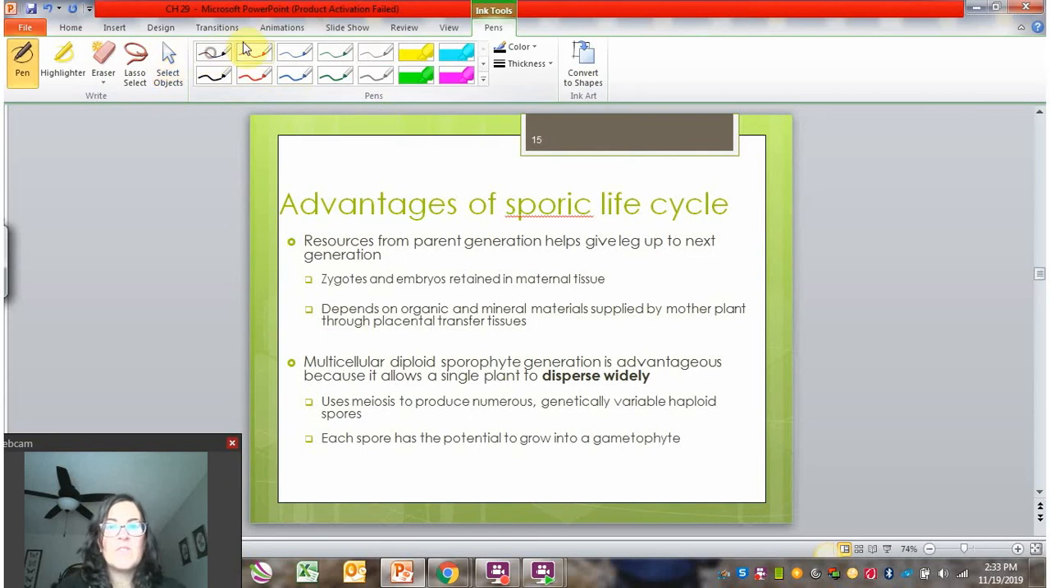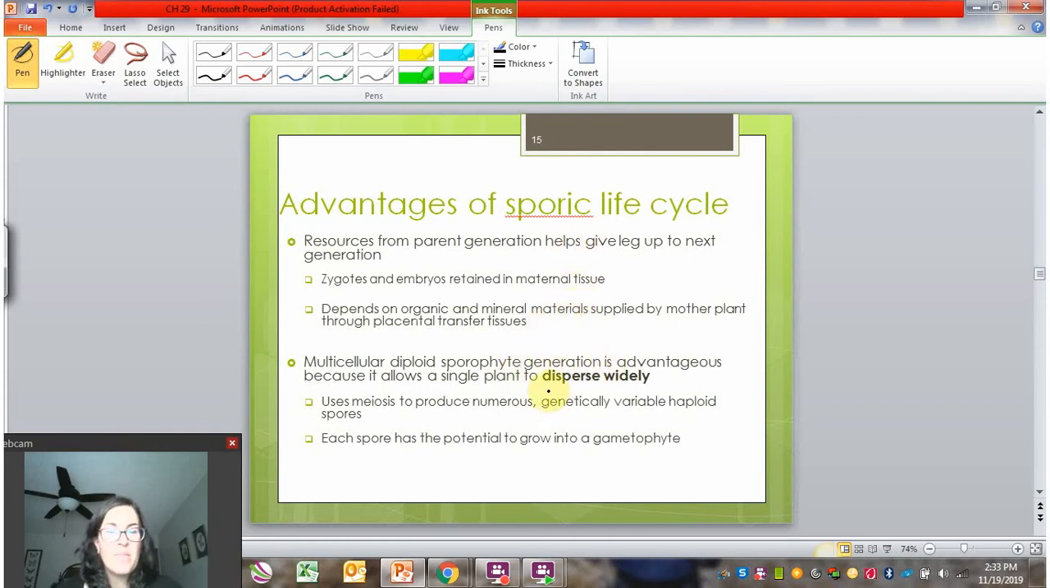So the advantages of the sporic life cycle, especially when we compare it to the algae, are that resources from one generation, from the parent generation, help the next generation. So this is that matrotrophy that I was talking about. The zygote develops into the embryo, all while being retained in the maternal tissue. So the maternal tissue, the parent, is feeding nutrients to the offspring. And so that's really, again, allowing resources to be shared. All the life of the mother is able to help give a boost to her offspring.